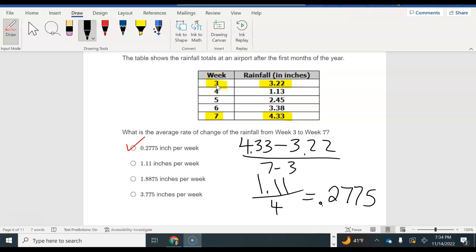So these are your ordered pairs, x and y, x and y. So I'm going to do y minus y over x minus x. So 4.33 minus 3.22 over 7 minus 3. Reduce that, and I get 1.11 over 4. And when I divide that, I get 0.2775. So the average rate of change of rainfall from week 3 to week 7 is 0.2775 inches per week.